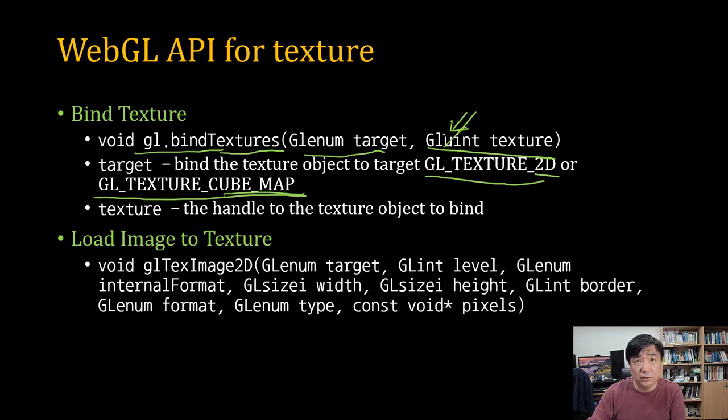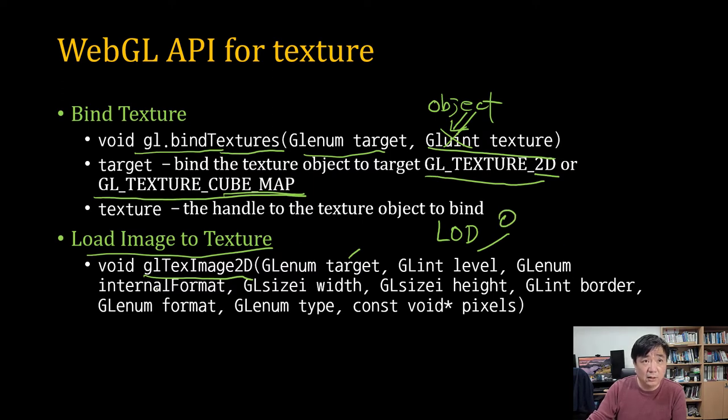Then we set the texture. In GL ES 2 it is a GL unit, but in WebGL it is the texture object, of course. To load an image texture, we use texImage2D. The target may be 2D or cube map, and the level. Level means level of detail, so the default is 0. Then the internal format can be RGB, RGBA, luminance, luminance alpha, alpha, that kind of thing. And then width, height, and border size, which are the pixel sizes of width, height, and border.